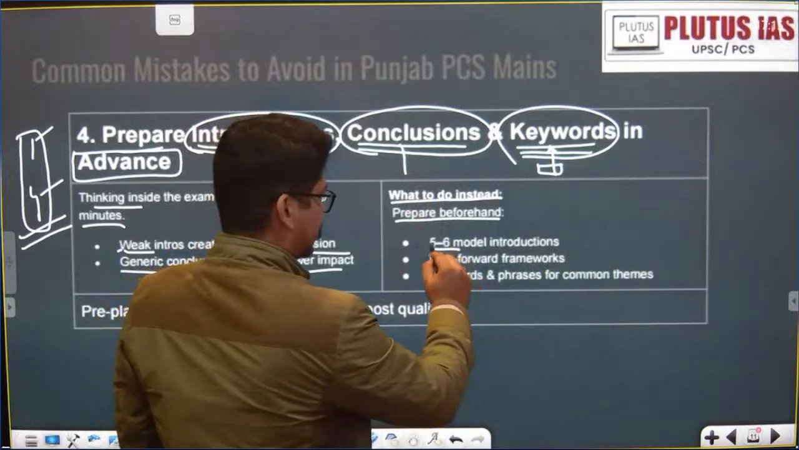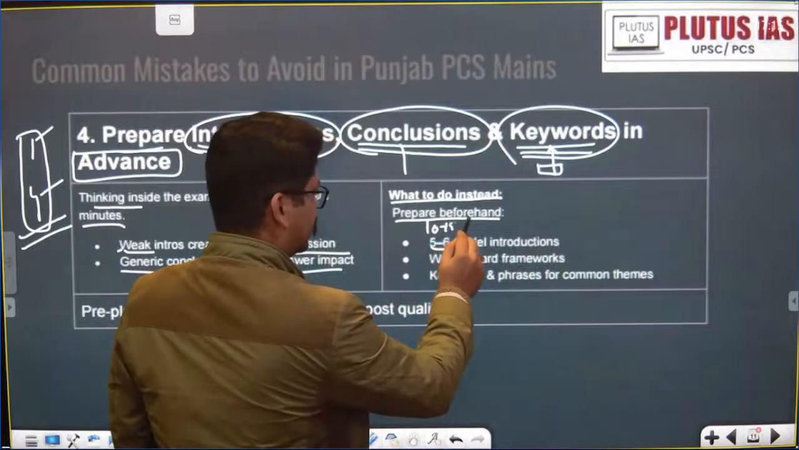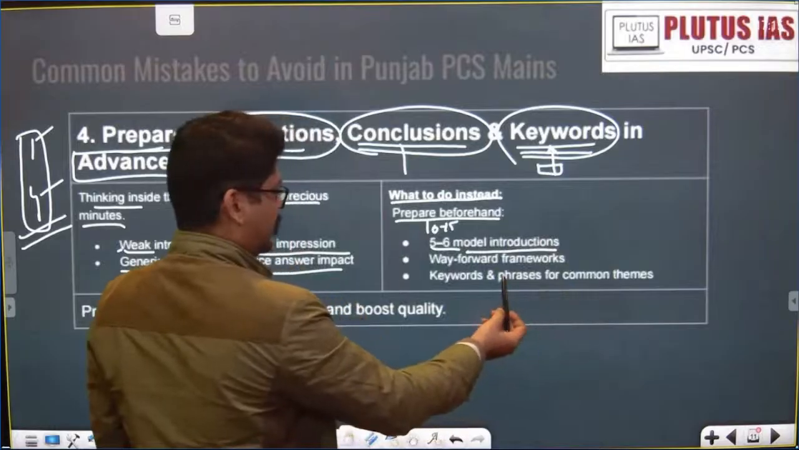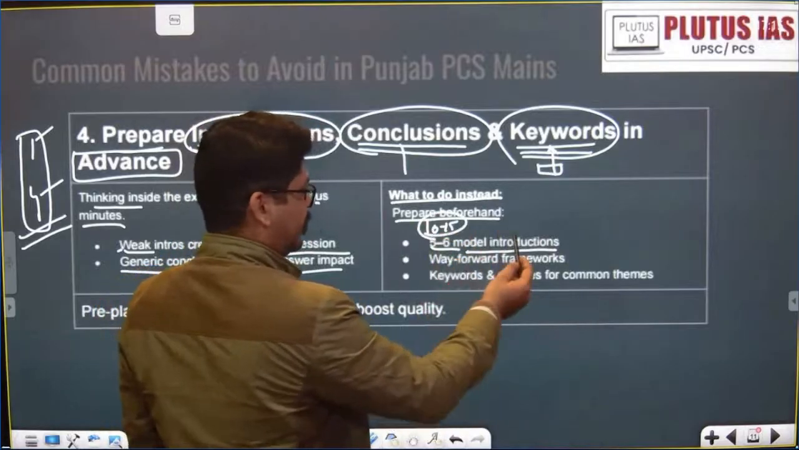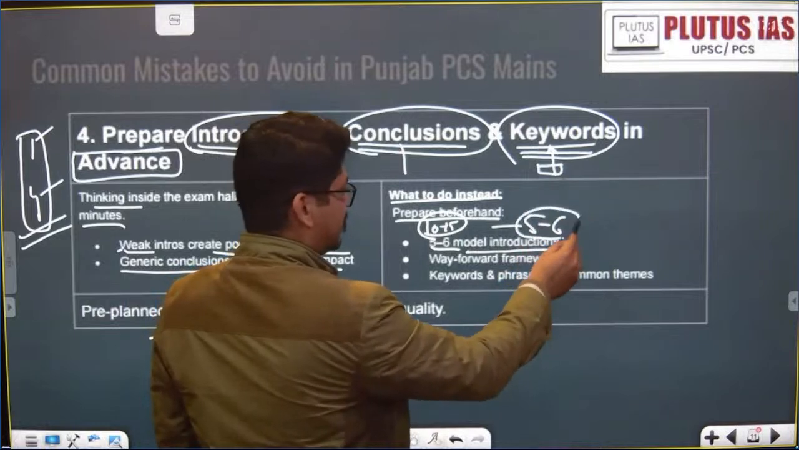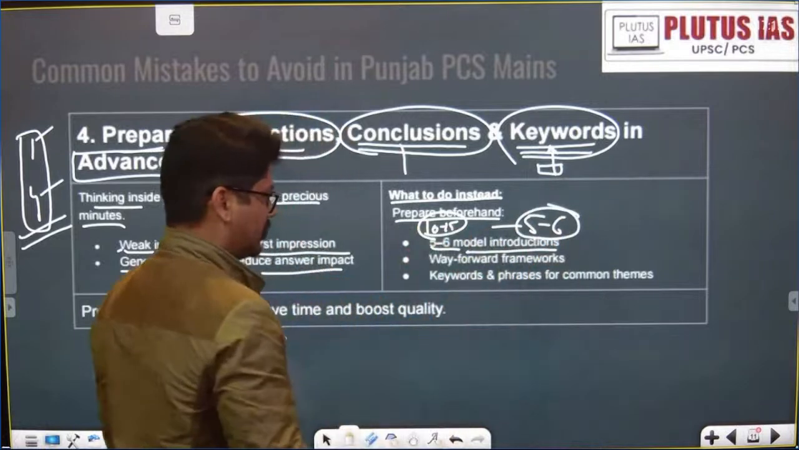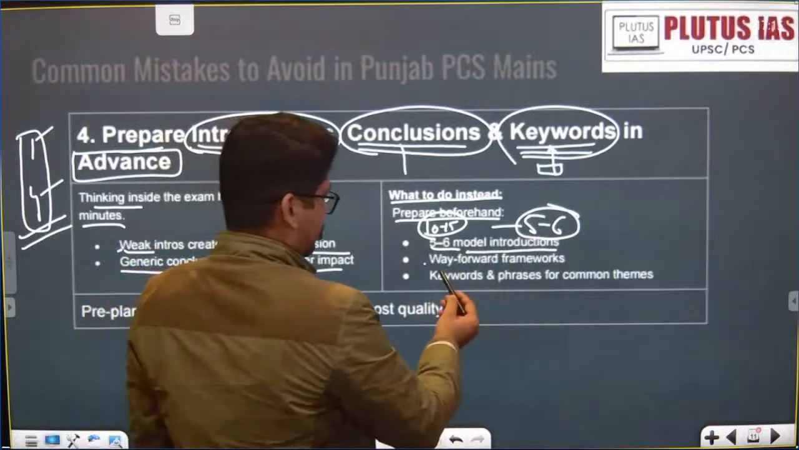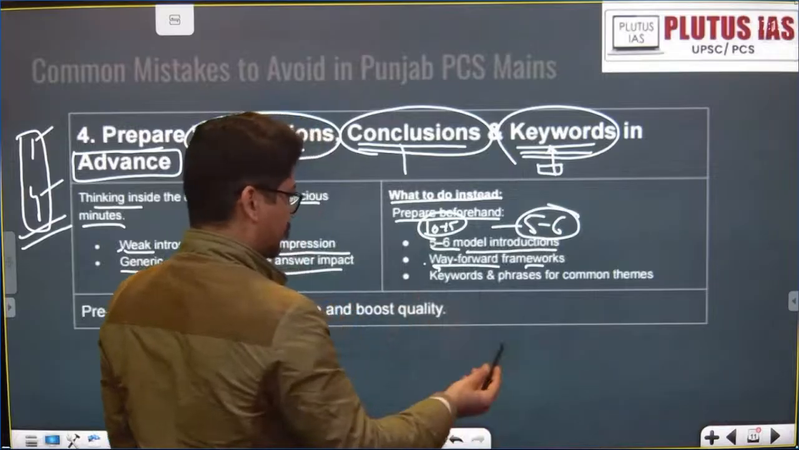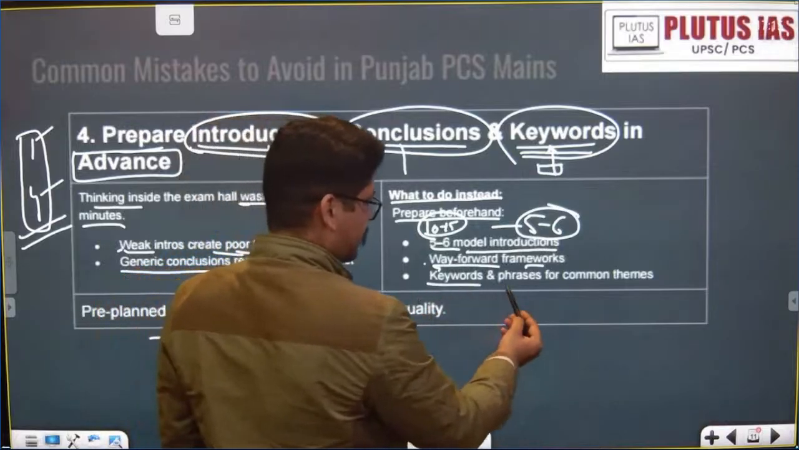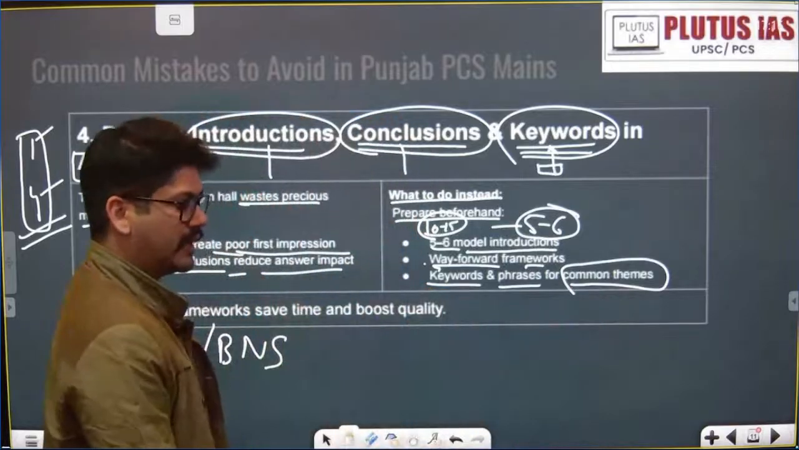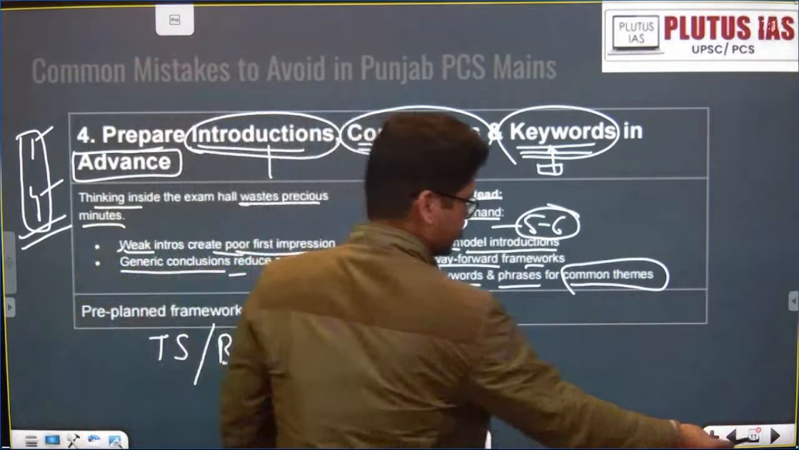Make 5 to 6. I will say make 10 to 15 model introductions, because if you prepare 10-15, on D-Day only 5-6 will be in your mind because of the pressure of the exam. This is how this exam is. Then similarly, like introduction, way forward frameworks should also be prepared. Prepare keywords, prepare phrases for the common themes which are redundant, which keep coming again in this examination. Prepare those common themes.